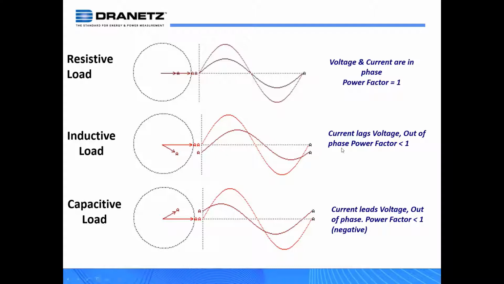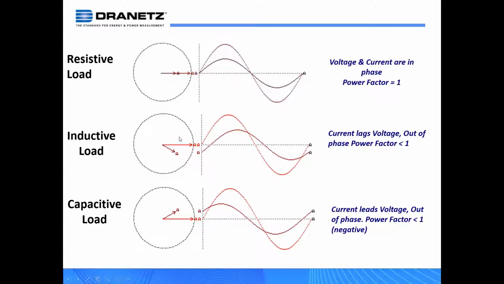Well, inductive, the current lags the voltage, or it's out of phase, a power factor less than 1. And you can see here, if you look in time, this is where the voltage crosses 0, and you can see sometime later, this is where the current crosses 0. So you can see this in the phasor plot here. And the way to read these phasor plots, by convention in our industry, we have a counterclockwise phasor rotation. So it's going to rotate this way.